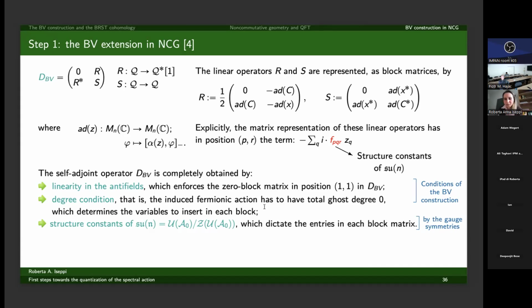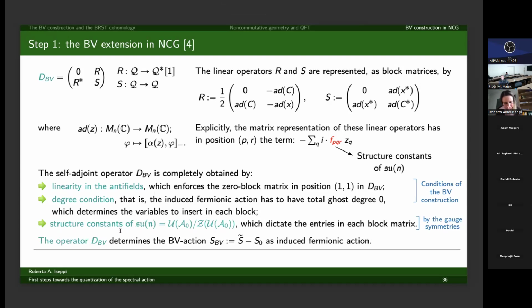Then once we do know the big structure of this matrix as a block matrix, and we know the final structure of R and S, we just have to describe the single components, and this, as I said, comes from the structure constants of SU(N). And of course, the idea is that indeed this operator dBV is what determines the remaining parts that we have to add. And so it determines the fermionic action and this BV action. And then, of course, the last thing that we need is the real structure, but that's not very surprising.